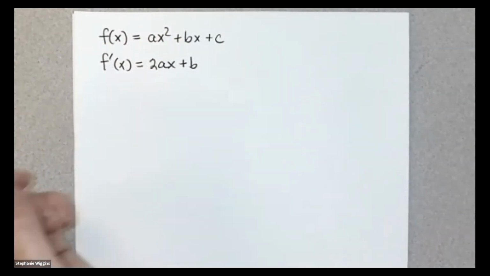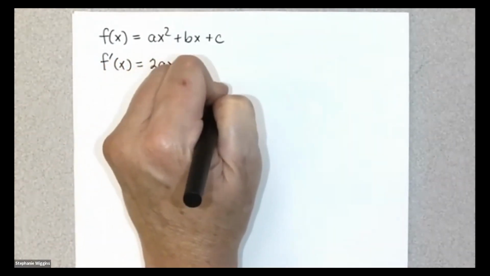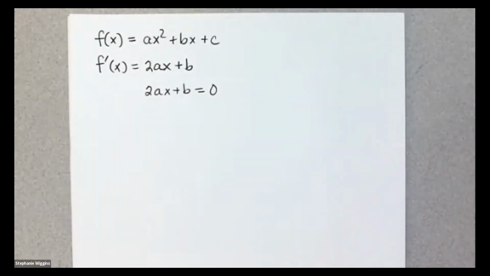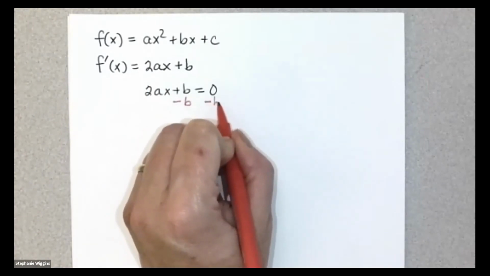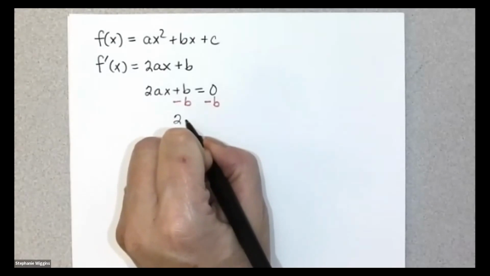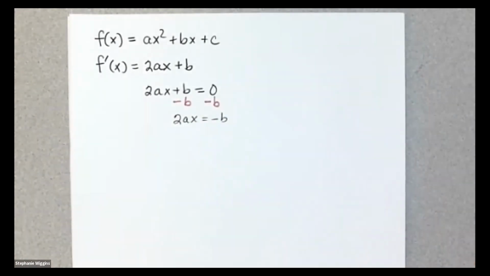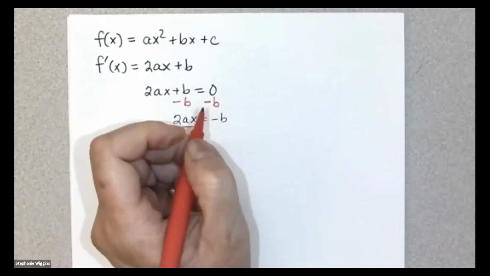Here's my first derivative. Now I'm going to set it equal to 0 and solve for x. To isolate x, I subtract b from both sides, and I get that 2ax equals minus b. And then to isolate the x again, now we divide by 2a.